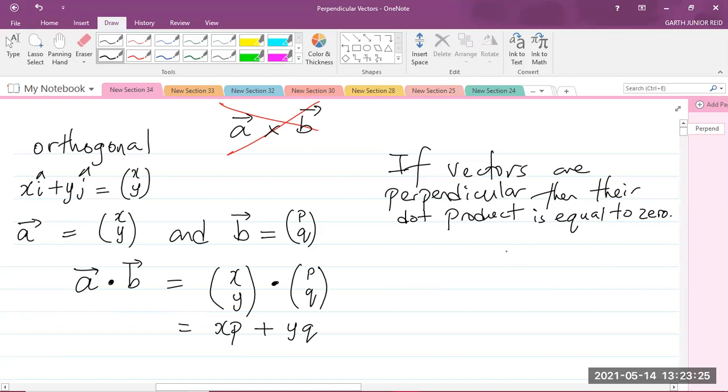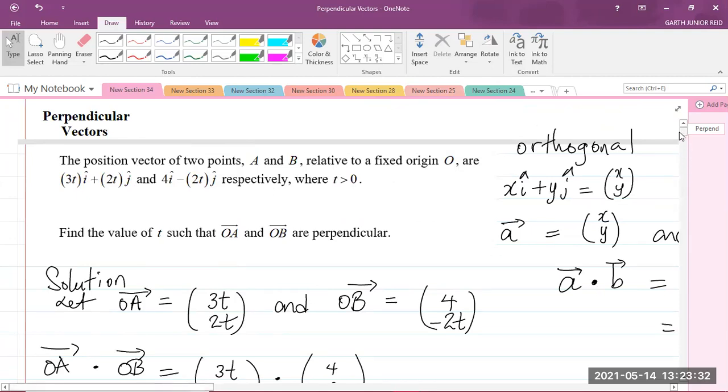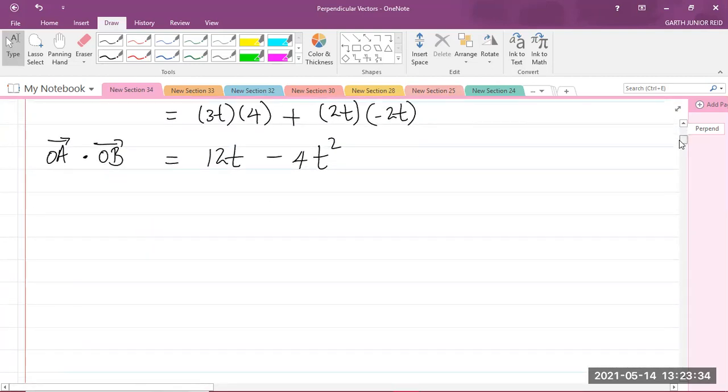All right, that's a fact. So if they tell you that the vectors are perpendicular, it means that the dot product of the vectors is equal to 0. So in order to solve for t here, that's what I want. In order to solve for t, I'm just going to equate the expression to 0.